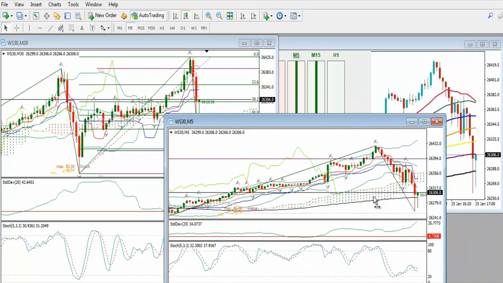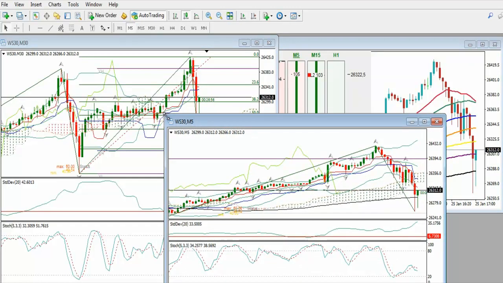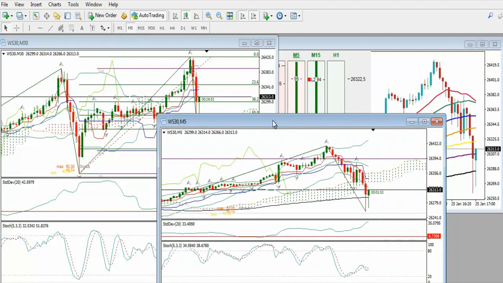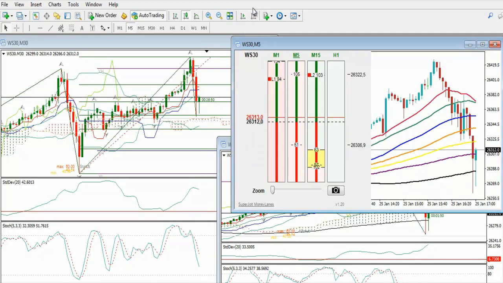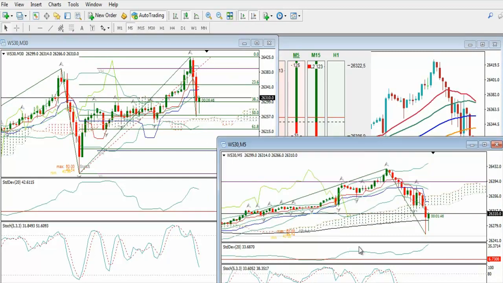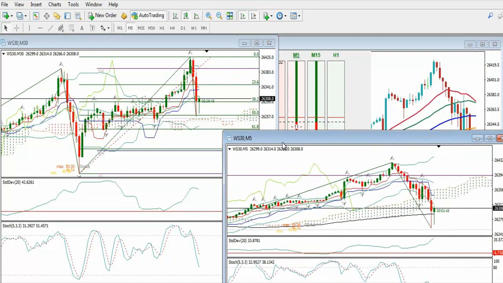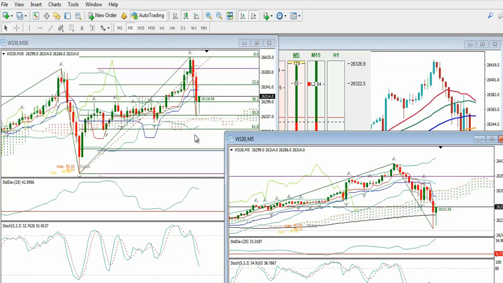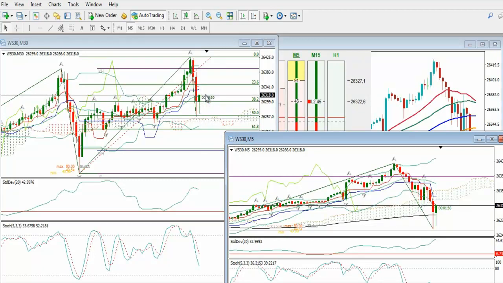Okay, we now have a 5-minute chart. You see, this is the market. The market is really tough. It made a hard movement downward, but now it is retracing. Everything has to do with retracement.